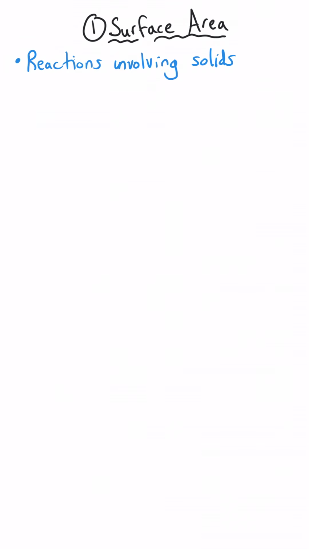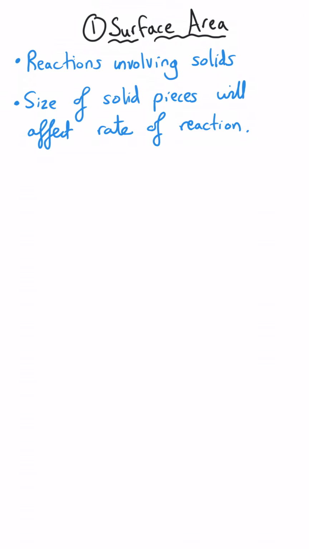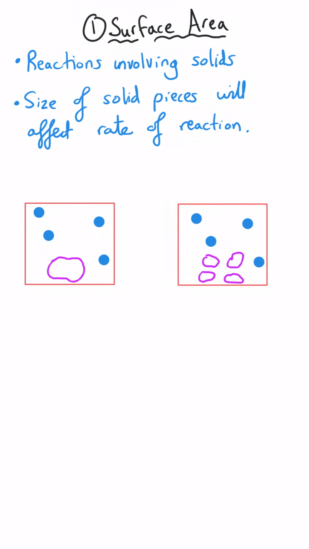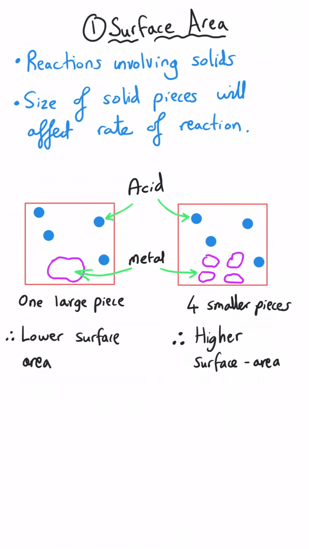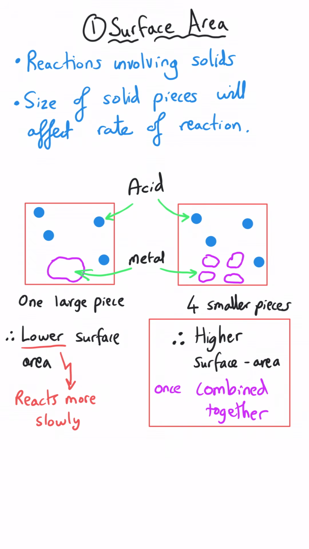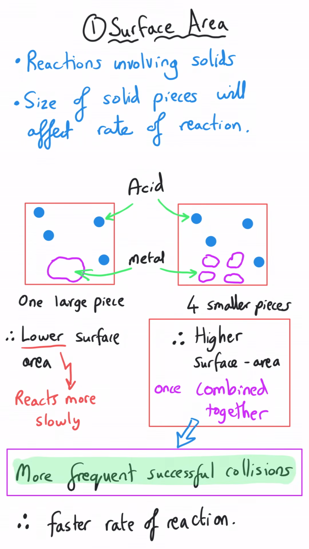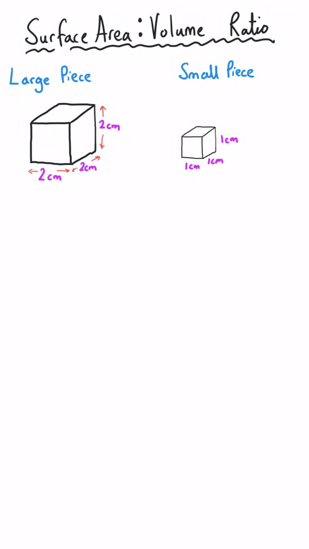In a chemical reaction that involves solids, the rate of the reaction will depend on the size of these solid pieces. So for instance, if you consider a reaction between metal and acid, if we have a single piece of metal with a low surface area, that will react more slowly than a series of smaller pieces with collectively a higher surface area between them. And that's because the collisions between the acid particles and the metal particles are going to be more frequent, and therefore there will be a faster rate of reaction. We can quantify this effect by working out something called the surface area to volume ratio.